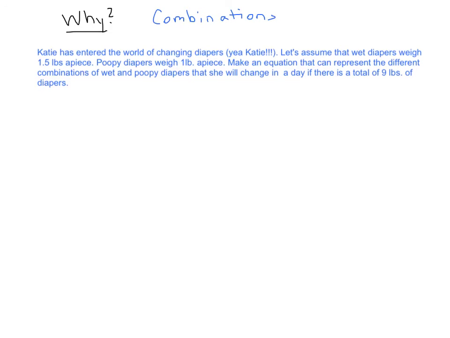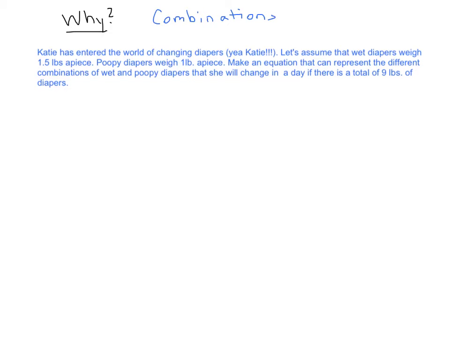The question now becomes, why do we have standard form? And in life, there are some problems that don't set themselves up for slope and y-intercept. Combination problems are good for standard form. Let's take a look at this situation. Katie's going to be changing a lot of diapers, and wet diapers usually weigh more than poopy diapers. So if we're going to assume that wet diapers weigh 1.5 pounds apiece and poopy diapers weigh a pound apiece, we could figure out the total weight. Now let's assume that we know the total weight is 9 pounds for a day.